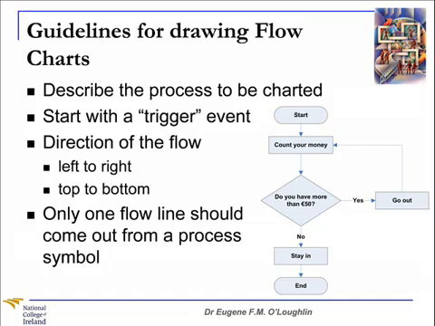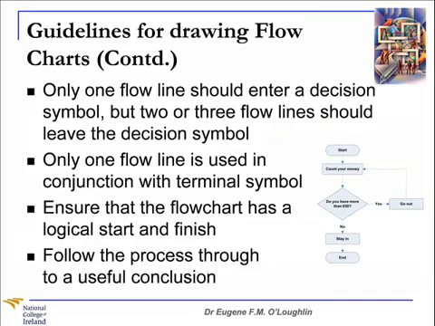Only one flow line should come out from a process symbol. Some more guidelines for drawing the flowchart. Only one flow line should enter a decision symbol, but 2 or 3 flow lines should leave the decision. In our example here, you can see we've only one flow line going into the decision, do you have more than €50? And we have 2 flow lines coming out representing yes and no answers. Only one flow line is used in conjunction with a terminal symbol, as you can see here at the end of this diagram.